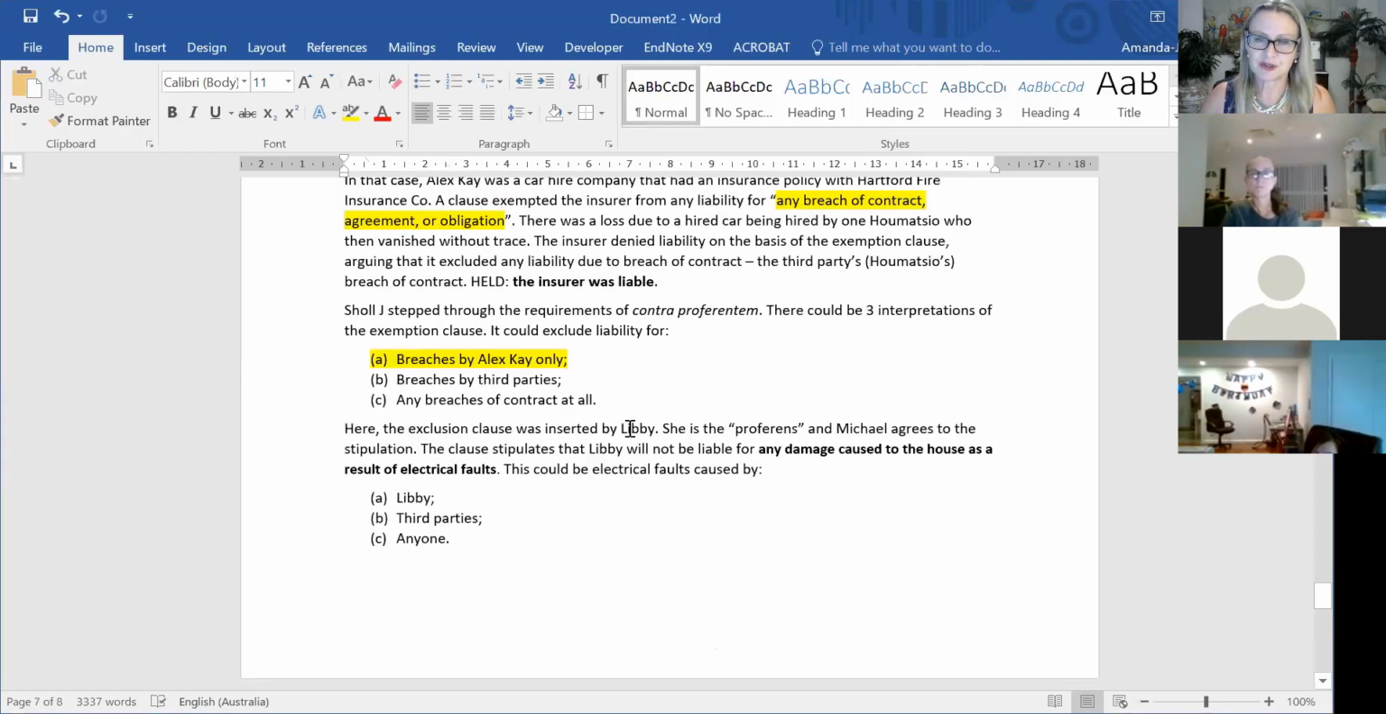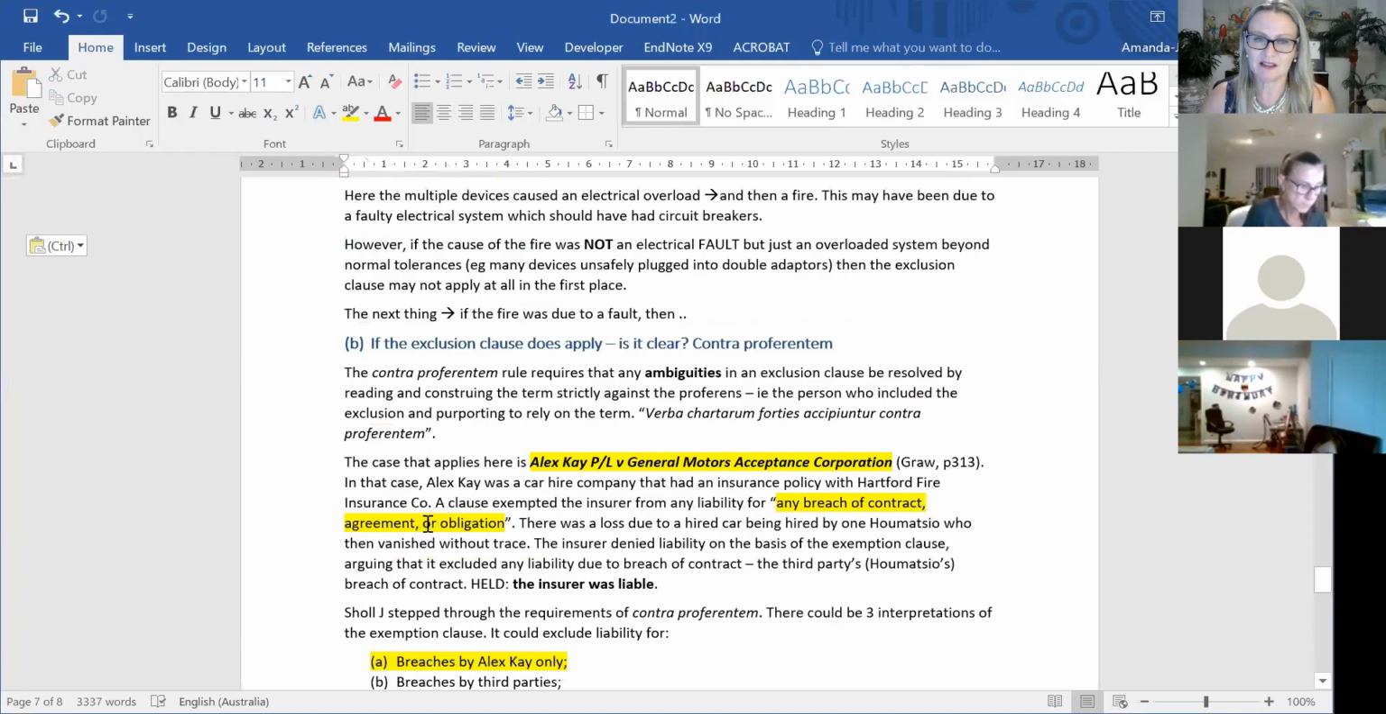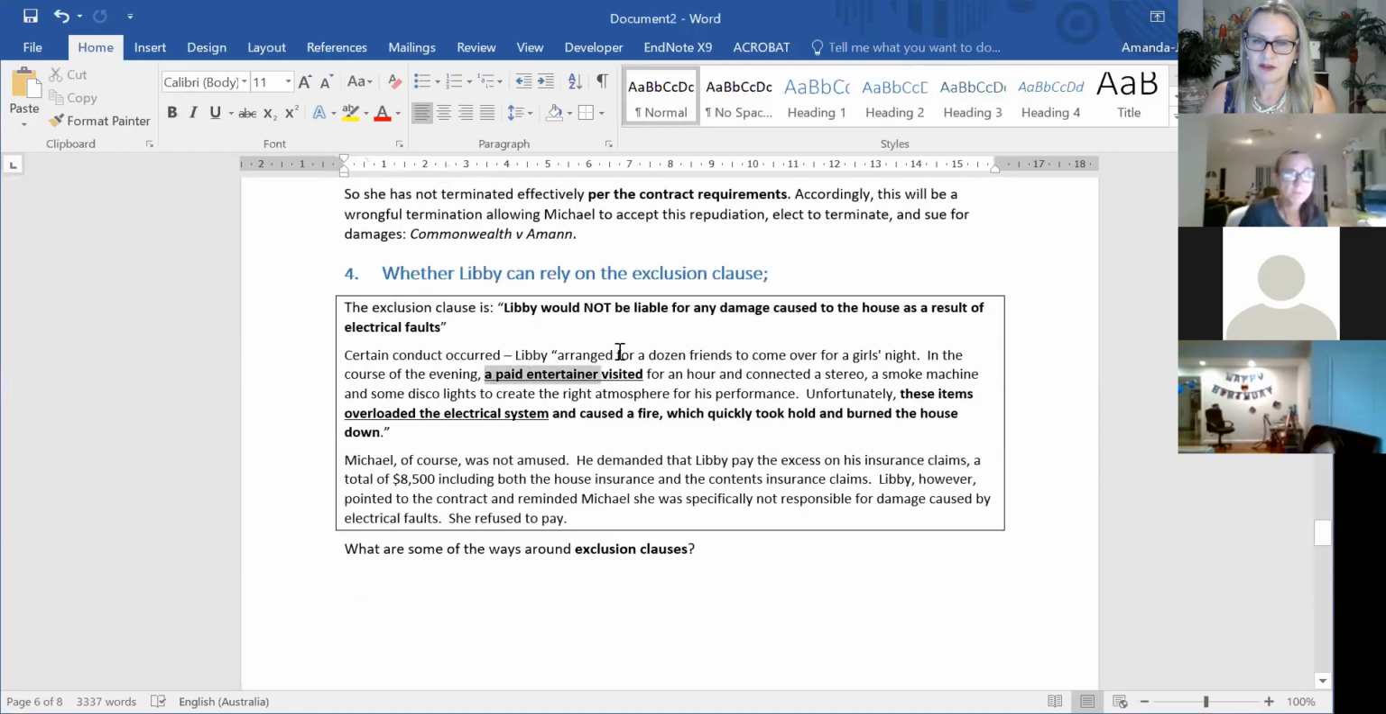The exclusion clause was inserted by Libby. It excludes any damage caused to the house as a result of electrical faults. This could be faults caused by Libby, third parties, anyone. Do you see my argument here? Who caused the electrical fault? A paid entertainer. A third party. They were only on the premises because Libby let them on there.